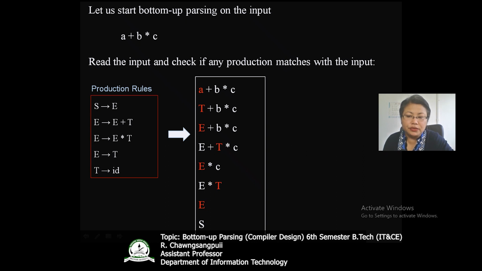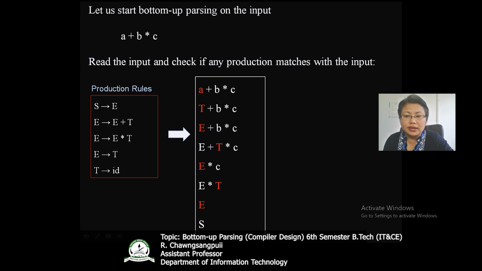Now if you look at the production rules, the third production rule says that E can have the form E into T. So this can be substituted by E. Now if you see this E and try to match with the production rule in this red box, you'll see that S can have the form E.